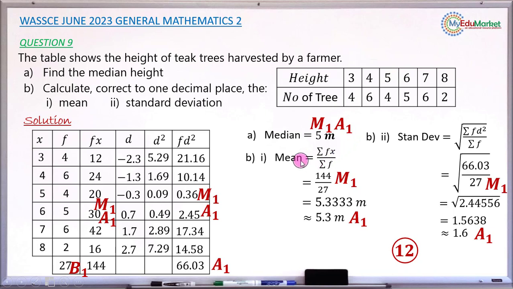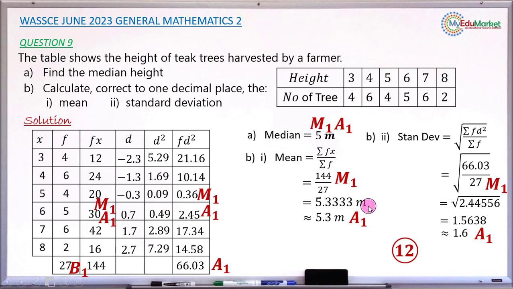So the next mark is for getting the mean. Before this substitution, where you now have fx, that is finding the product of each x by its corresponding f, that gives you this method 1 mark. And if all these fx are correct, 12, 24, 20, 30, 42, you have this accuracy 1 mark. So when you now substitute in the formula your summation f and your summation fx correctly, you have this method 1 mark. And when you now have the mean as 5.3 rounded to one place of decimal, you have this accuracy 1 mark.